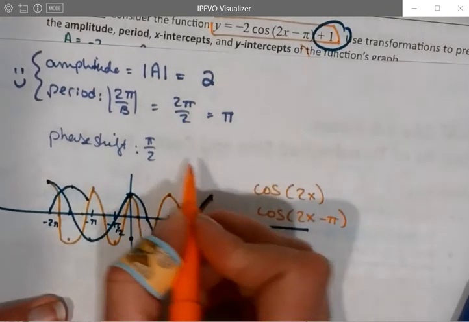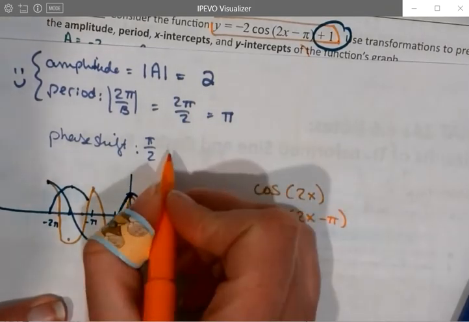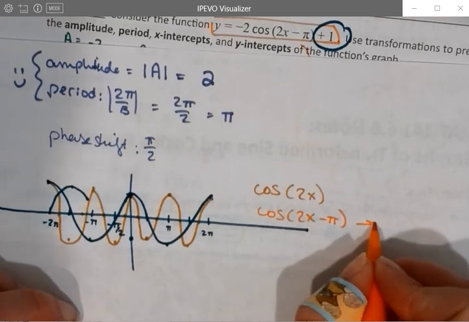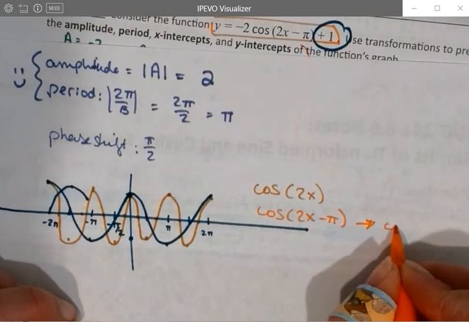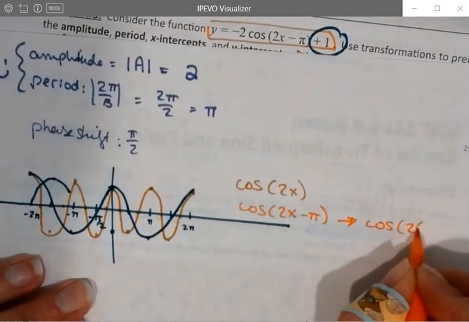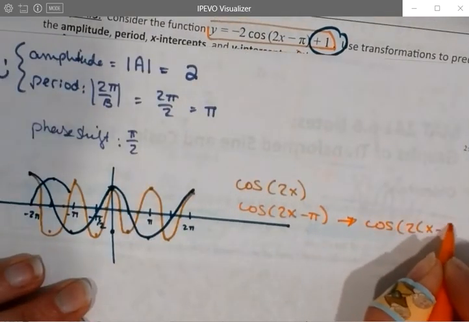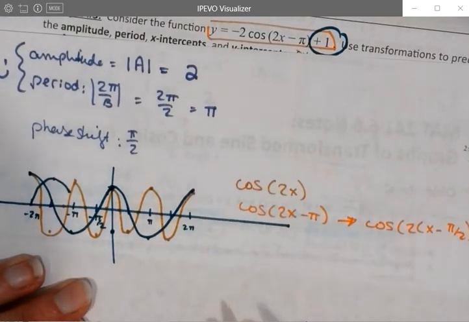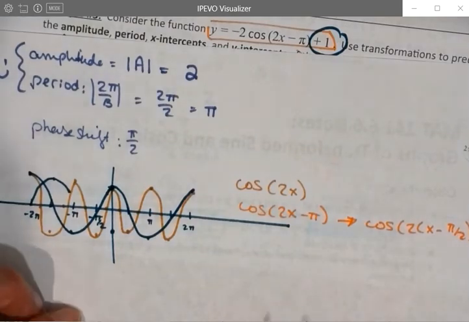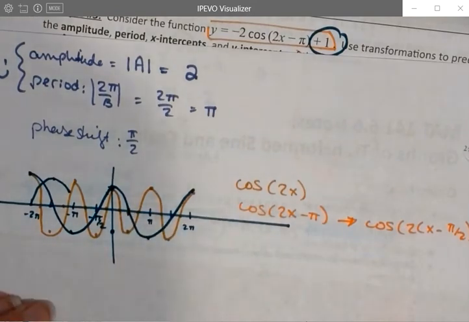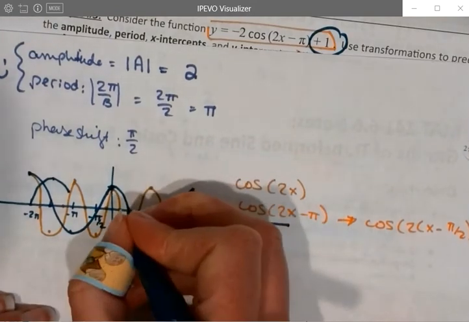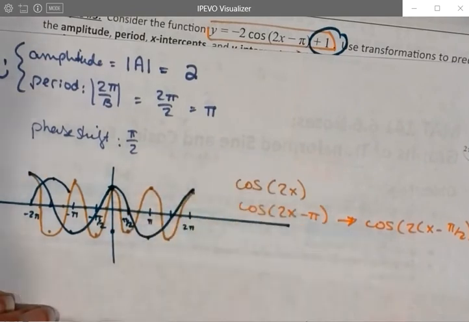Remembering that this is a phase shift of pi halves, because the 2 factors out. This is cosine of 2 times x minus pi halves. So we're going to be shifting this to the right pi halves. And so pi halves are these markers. I might just label them to make it even more clear. So that's pi halves. Okay.